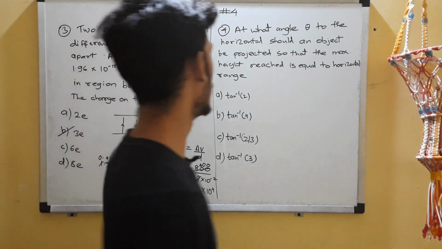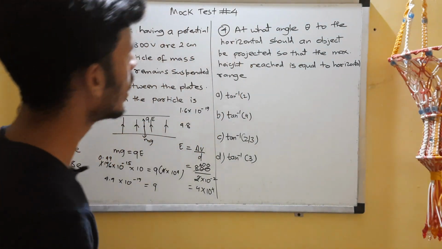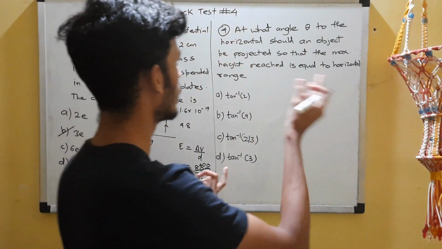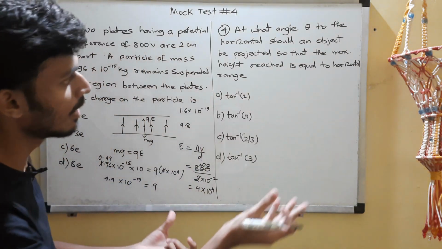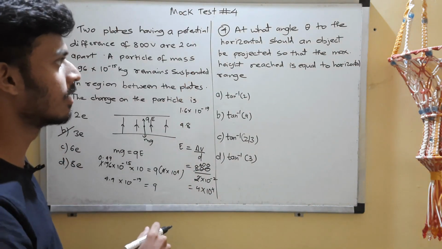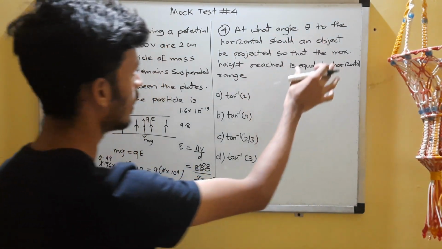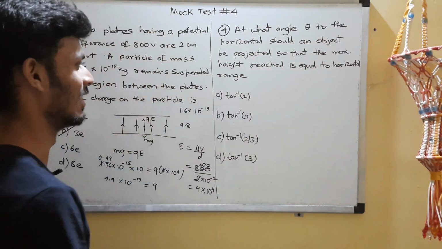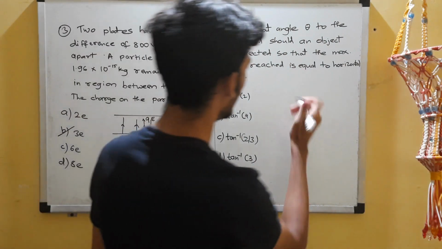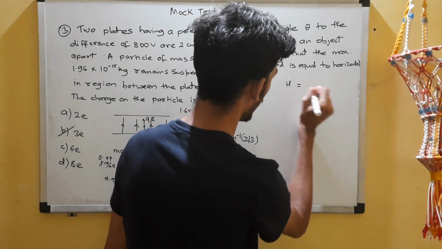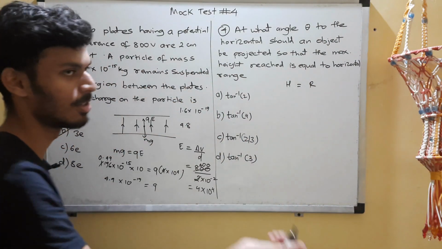Okay, so let's come to this one now. At what angle theta from the horizontal should an object be projected so that the height which it reaches and the horizontal range are both equal? Okay, equal horizontal range and height. So basically you'll have to equate the height and the range, the two formulas.